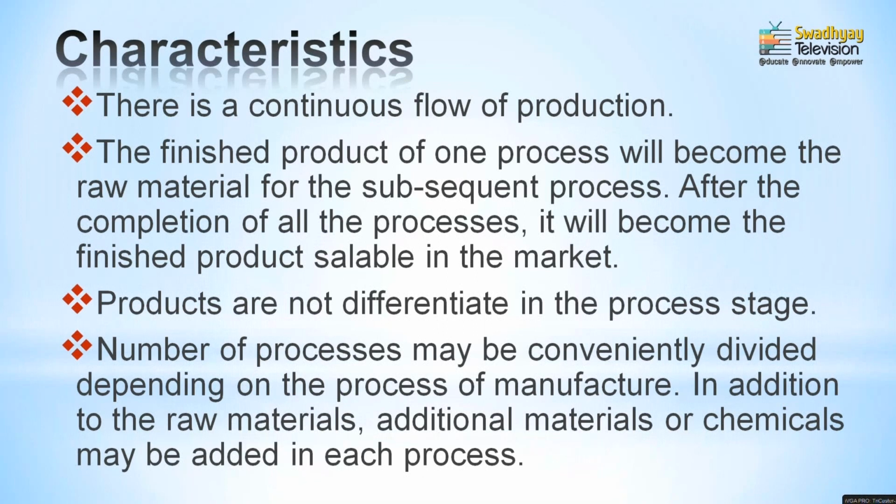Then another characteristic is that the process accounts may be conveniently divided depending upon the process of the manufacturer only. It means that the manufacturer or producer has to identify how many processes are required to manufacture the particular product, and according to that the number of processes is divided, and then they can identify the elements of cost of each process also.